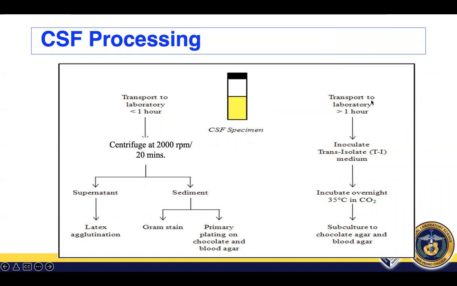Now, if your CSF has reached the laboratory beyond an hour after collection, inoculate it immediately into trans-isolate media and then incubate it overnight at 35 degrees Celsius in carbon dioxide. Okay. And then the next day you can subculture to chocolate agar and blood agar plate.